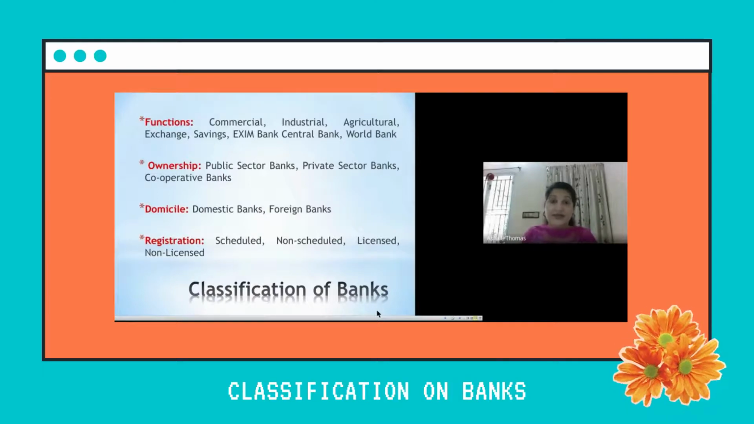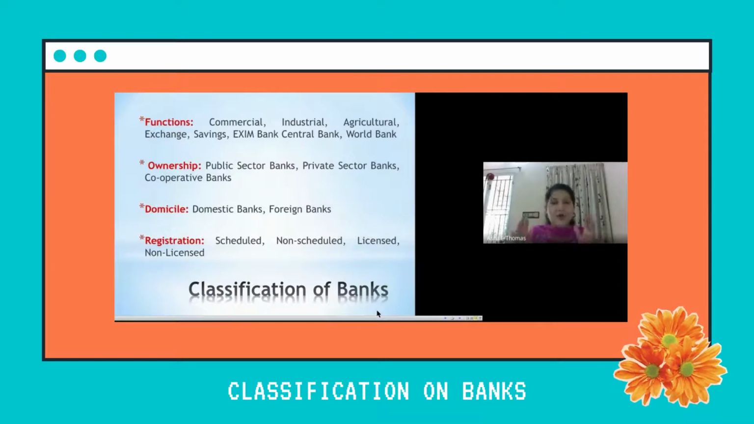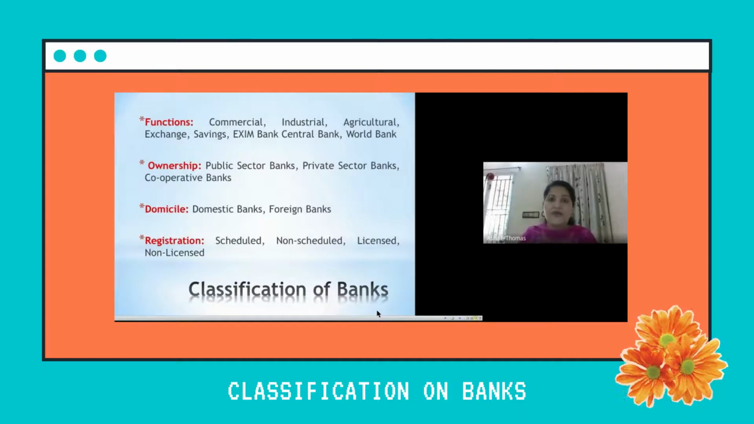Public sector, if I say an example, the most popular one, State Bank of India, or you have Union Bank, or you have Dena Bank, all these come under the public sector bank category. Private sector, majority of the ownership will be held by private individuals or corporations. So that's a code which you have to remember. Example, Federal Bank, HSBC, Dhanalakshmi Bank. All these will come under the private sector category. Okay, and cooperative banks.